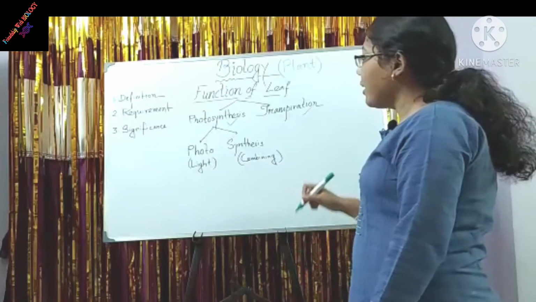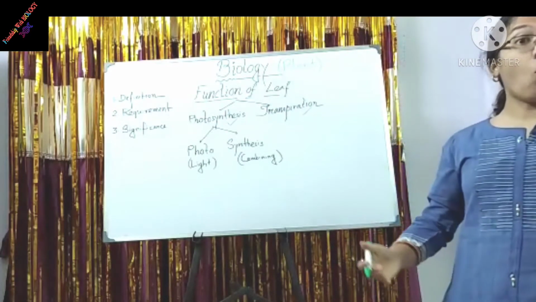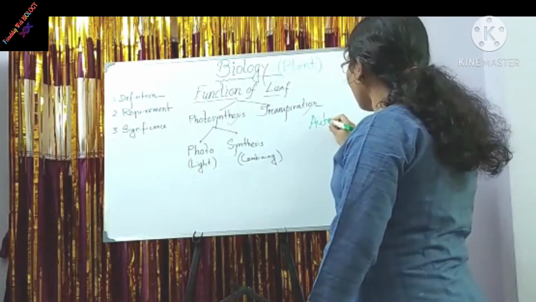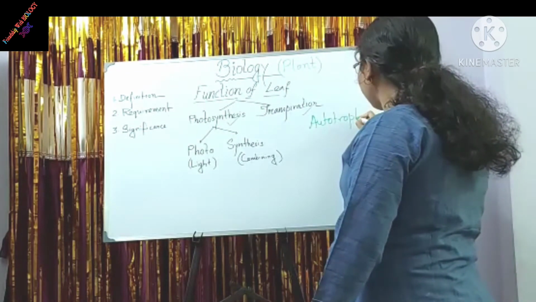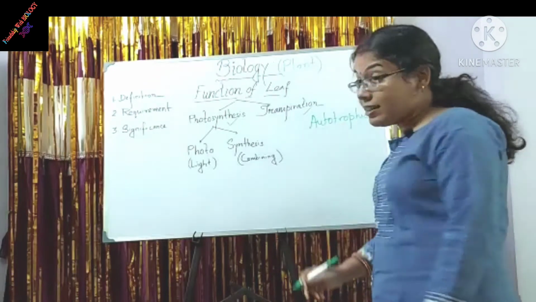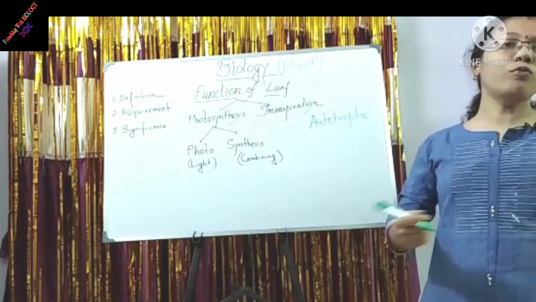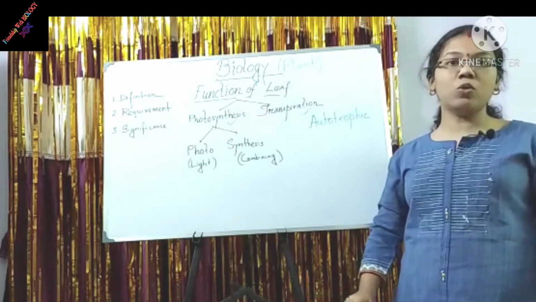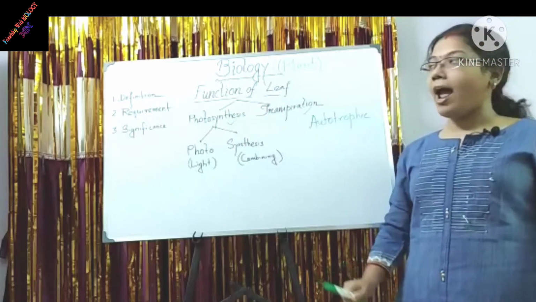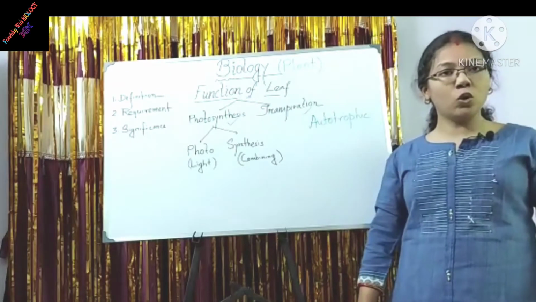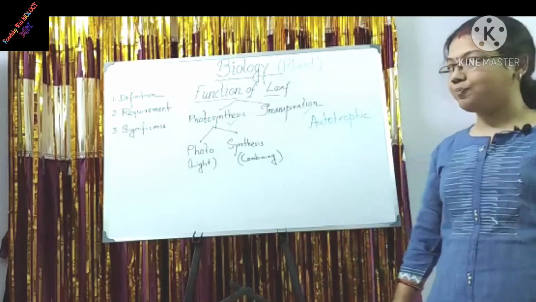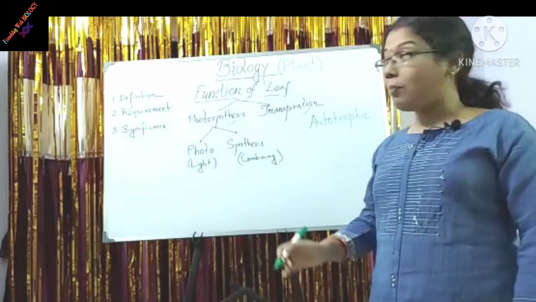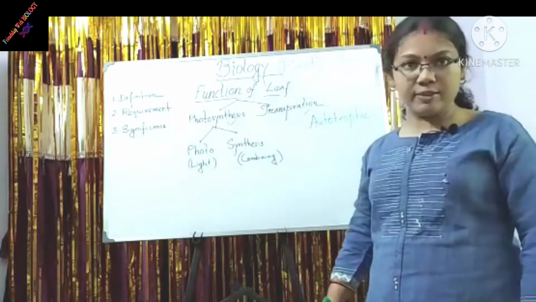So friends, now let's discuss what is an autotrophic organism. Autotrophic organism means the organism that produces its own food. Here, plant produces its own food, so plant is known as an autotrophic organism and the nutrition of plant is known as autotrophic nutrition. Plant produces its own food by the process of photosynthesis.